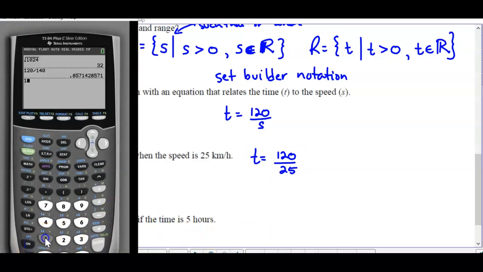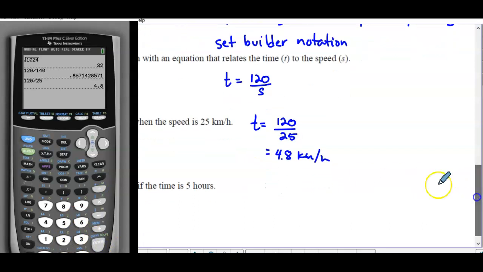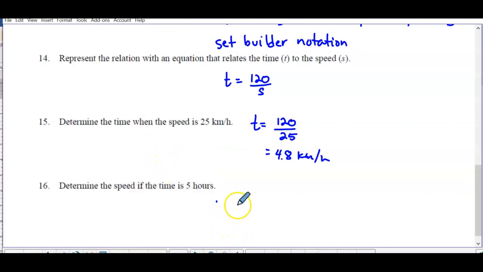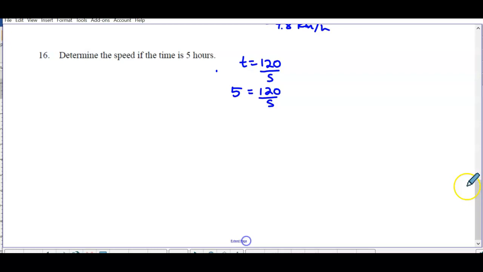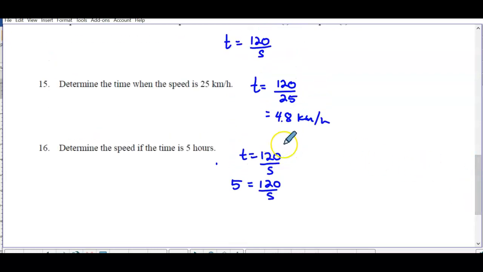So quickly, 120 divided by 25 is 4.8 hours. And then determine the speed if the time is 5 hours. So I'm just going to copy this out again. I'll put 5 hours and then 120 over s. You always just want to make sure that your units jive, basically. If this is kilometers per hour, you're given hours, all good.